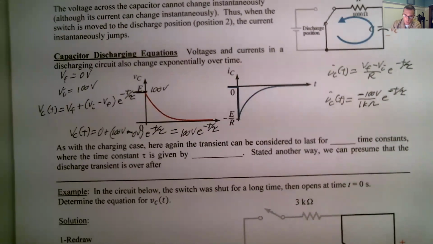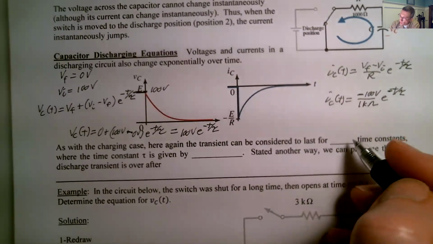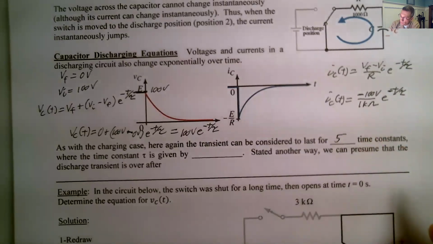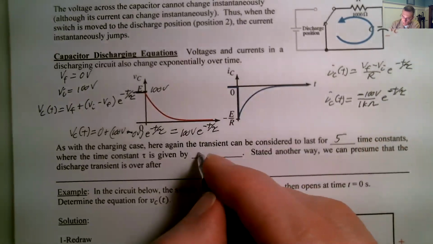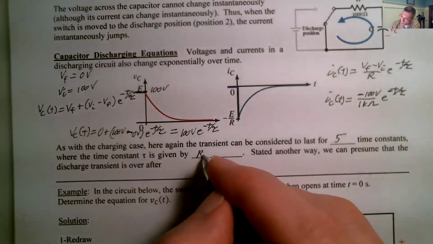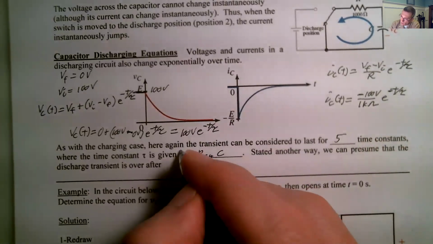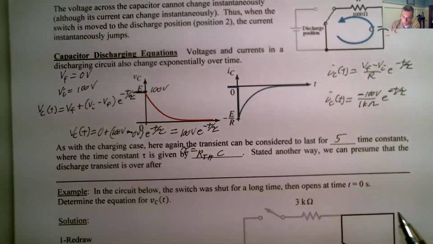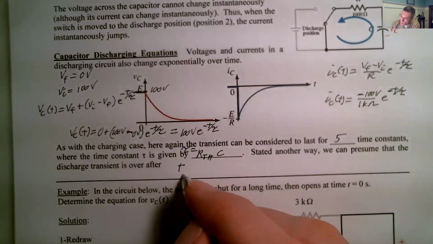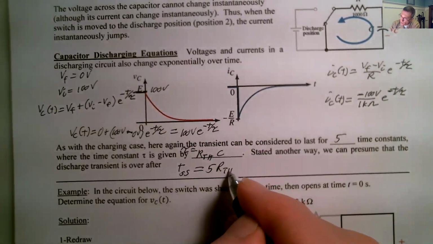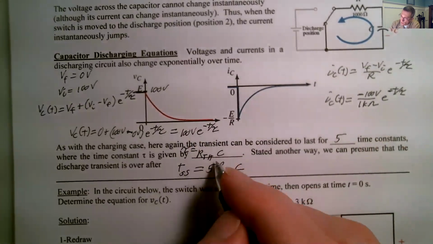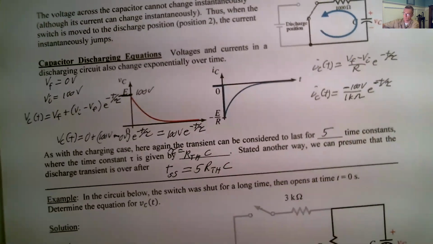So, as with the charging case, the transient can be considered to last for 5 time constants. Okay? Time constant tau is given by R_TH C. So tau equals R_TH C. So t steady state is equal to 5 R_TH C. Remember, it's R_TH.